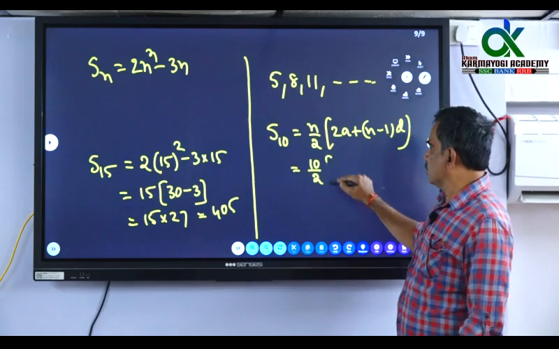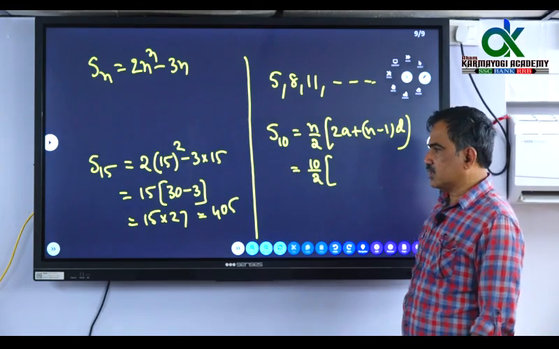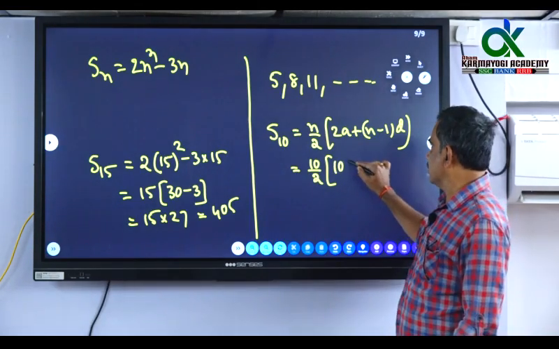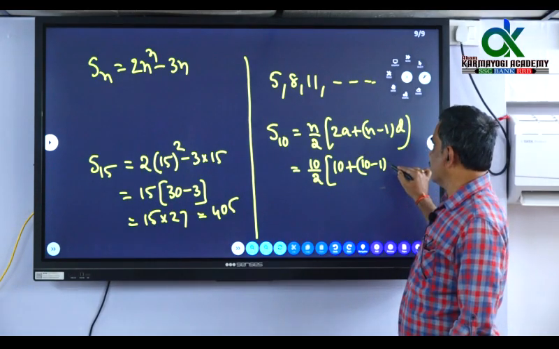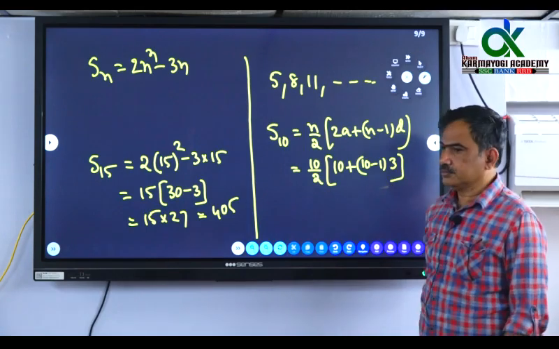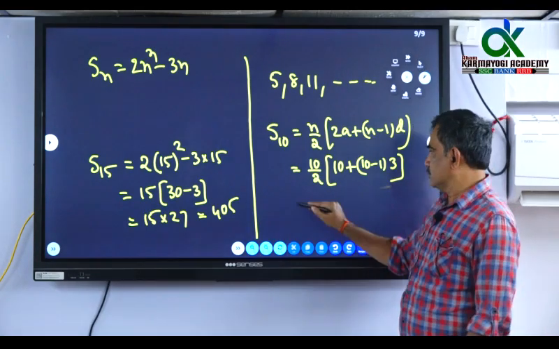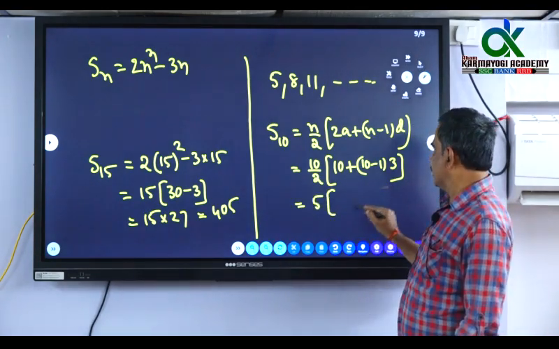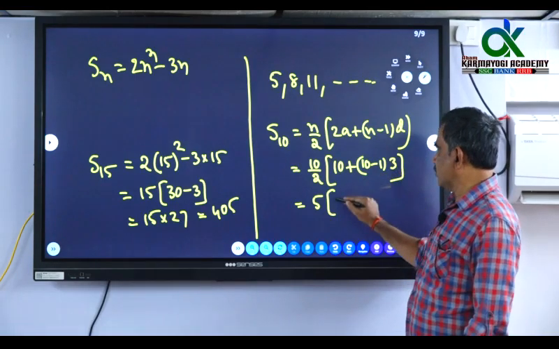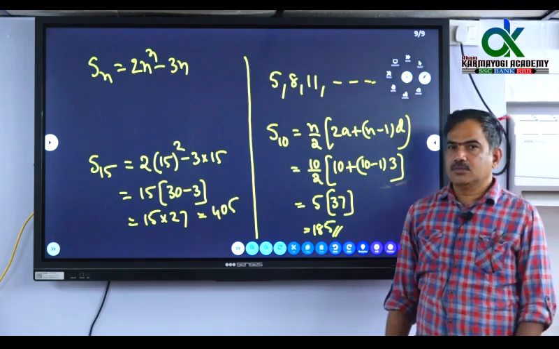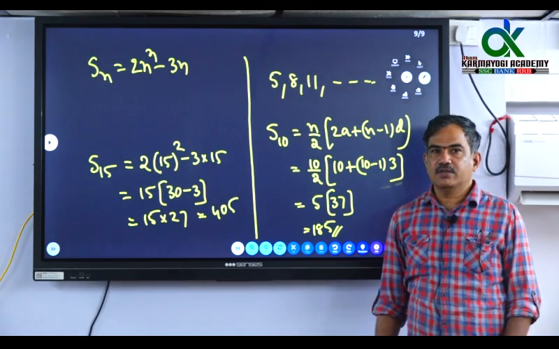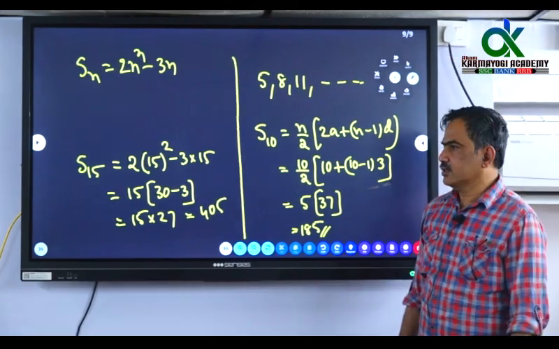10 by 2 into, because they want the sum of 10 terms, 2a plus (10 minus 1) which is 9 into d, the common difference is 3. This is nothing but 5 into (9 threes is 27 plus 10), 37. The answer is 185.